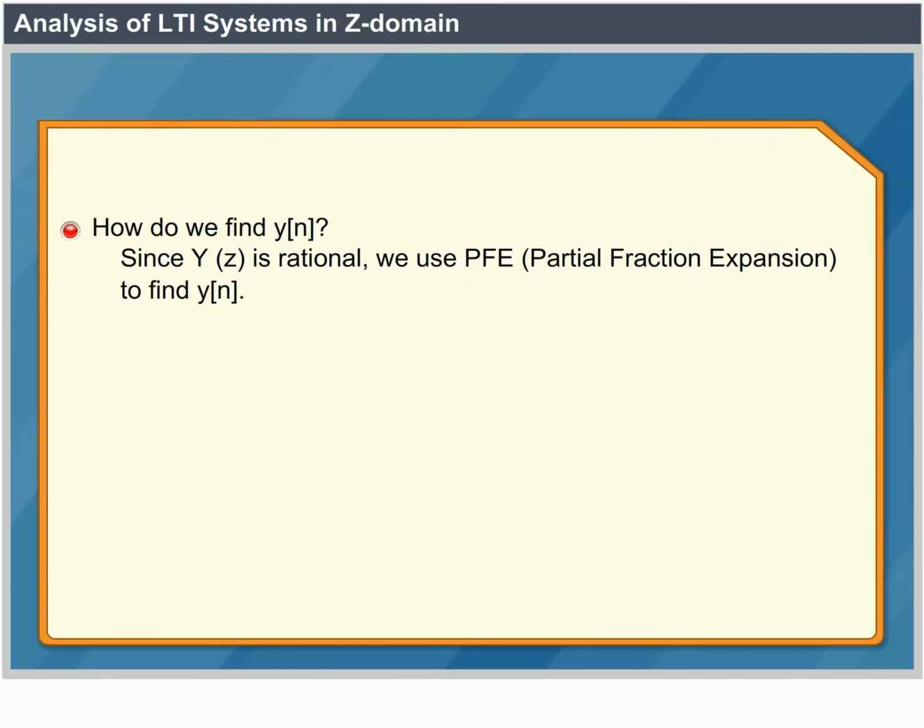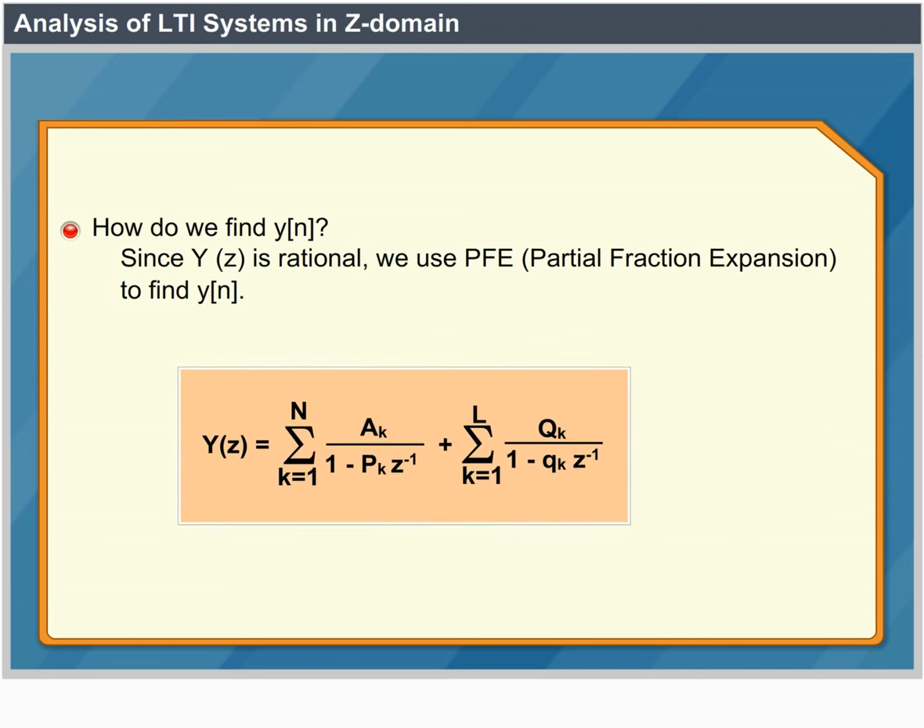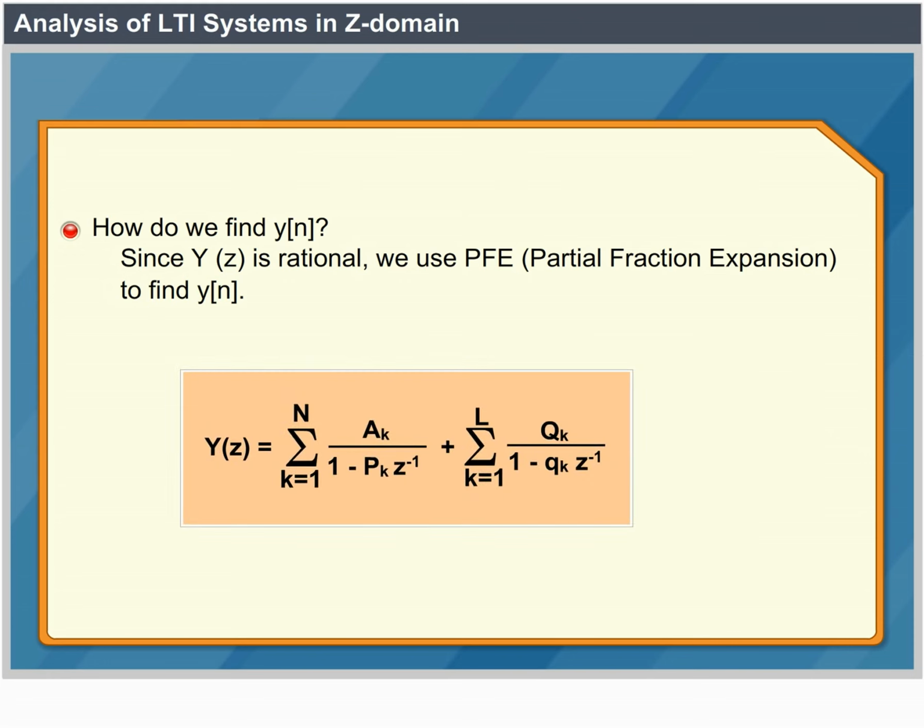How do we find y of n? Since Y of z is rational, we use PFE, partial fraction expansion, to find y of n. Y of z equals summation k equals 1 to N of a_k divided by 1 minus p_k z power minus 1, plus summation k equals 1 to L of q_k divided by 1 minus q_k z power minus 1.